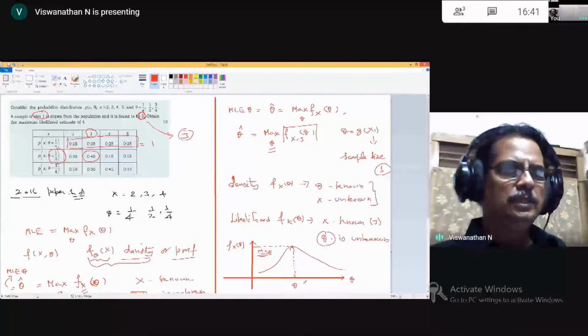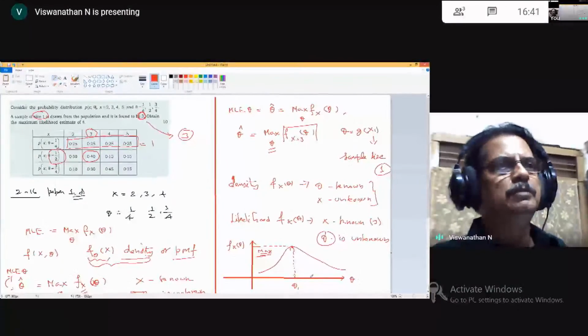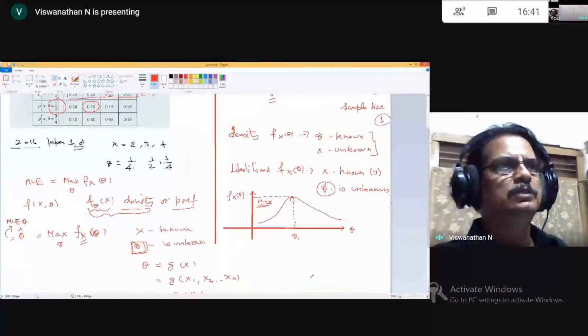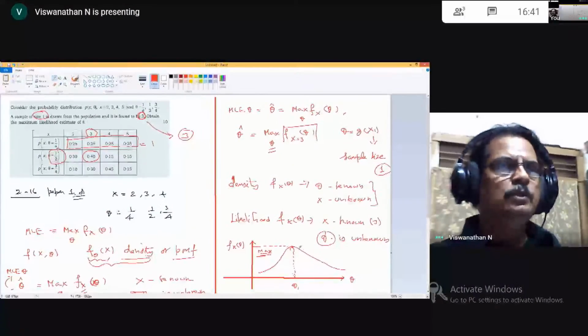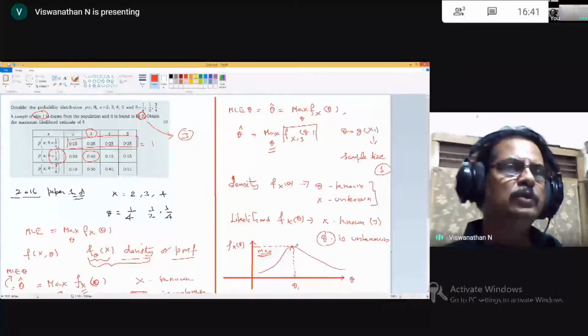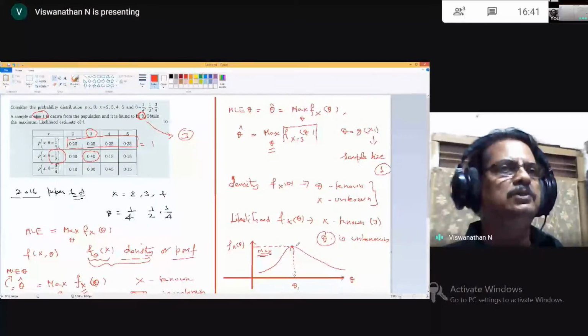So this is the theta axis, and say this is theta 1. At theta 1, it is being maximized. So in that context we should be very careful. We should maximize the function, but we are not interested in the maximum value of the function, but at what value of the argument it gets maximized.